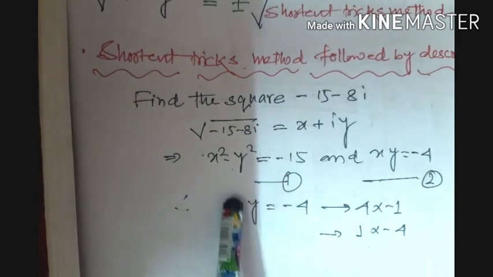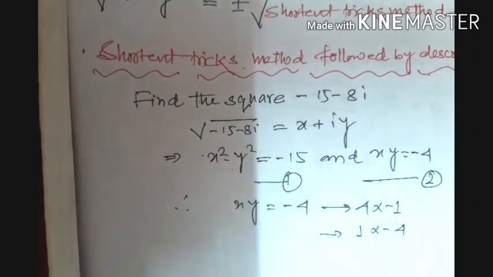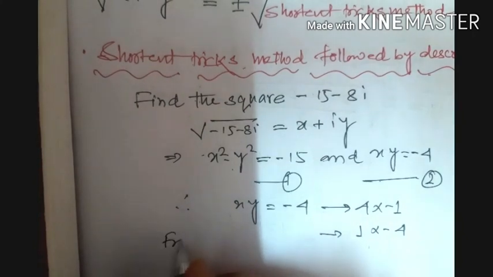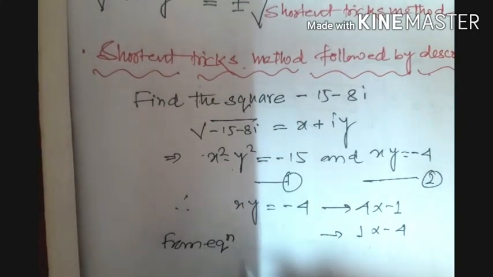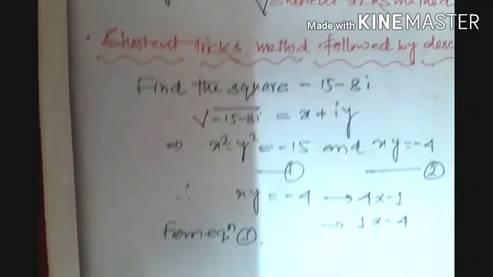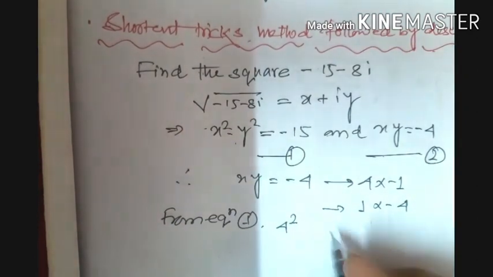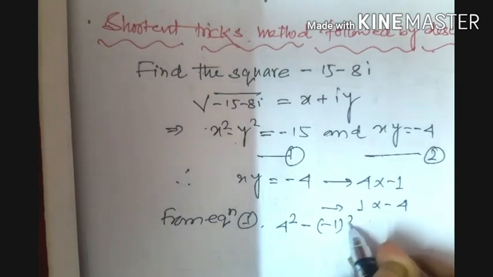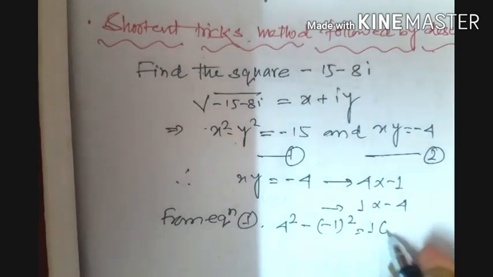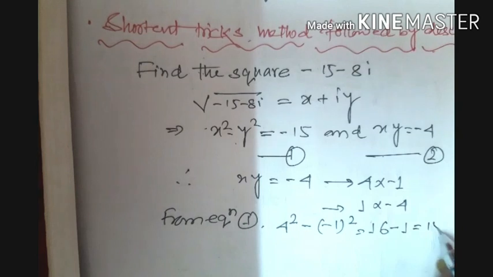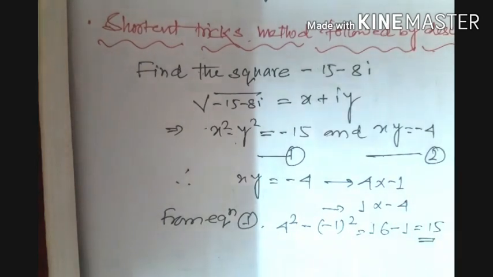If it is satisfying this equation, then it's okay. So I'm using the first two factors, that is 4 and minus 1. Now from equation 1, in place of x I am going to put 4 square, and in place of y I am going to put minus 1 square. So what will we have? 16 minus 1, that is 15. So it is not satisfied because minus 15 is here, so this factor cannot be accepted.